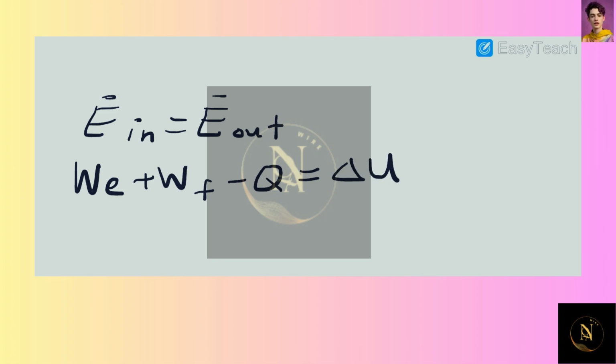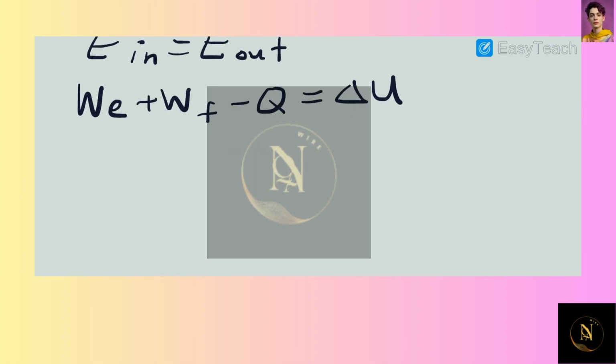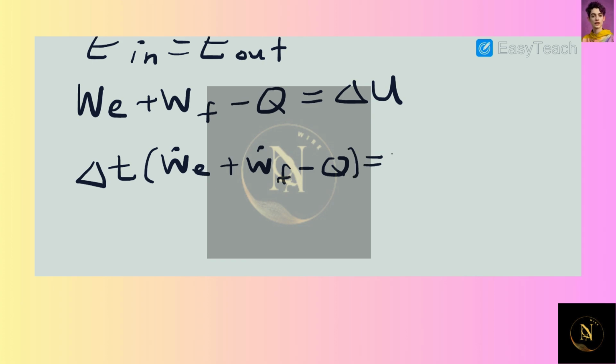And we can go further to say that this is going to be equal to the time it takes for all of these processes to occur times the rate at which electrical power is being used plus the rate at which the fan is absorbing power minus the rate at which heat is transferred. And this will be equal to m Cv (T2 minus T1).